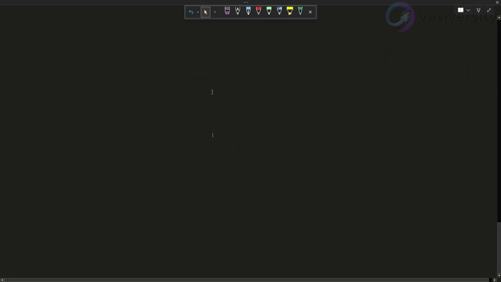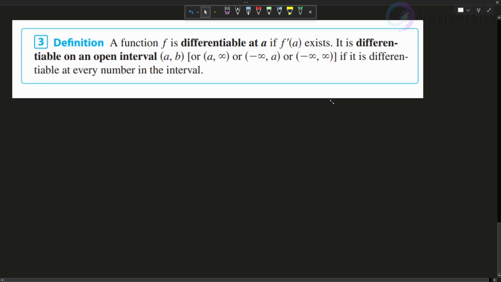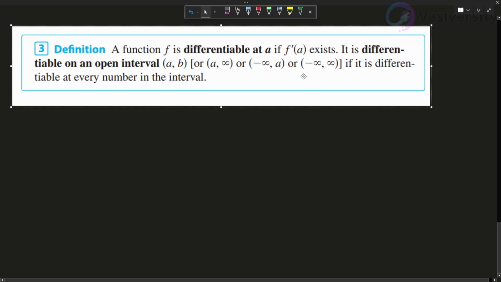So now the definition. A function f is differentiable at point a if f prime of a exists, specifically that limit exists, and it is differentiable on an open interval if it is differentiable at every number in the interval. Differentiability is very important, because it comes with continuity. Remember, we did cover continuity, what it means for a function to be continuous. That means the limit of the function and the function value match each other. This is the most important part, which gives us the proper answer.